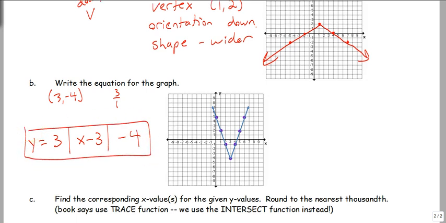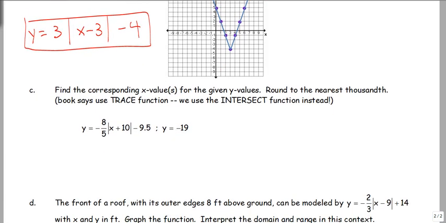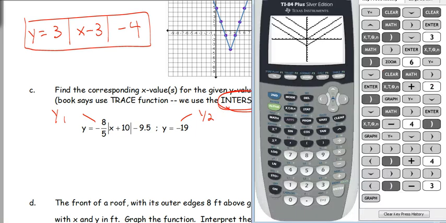Alright, we are going to now use our calculator to do this one. Find the corresponding x values for the given y values. Round to the nearest thousandth, 3 decimals, always. We use the intersect function. So here's what you do. You throw this into y1, you throw this into y2. So I'm going to do that right now.